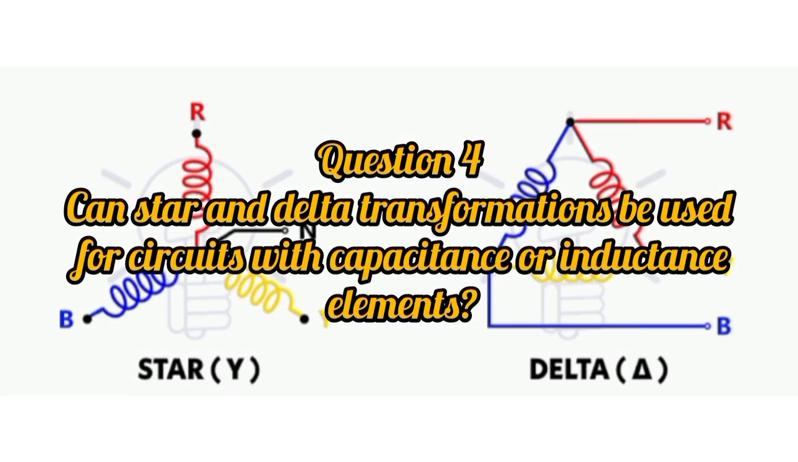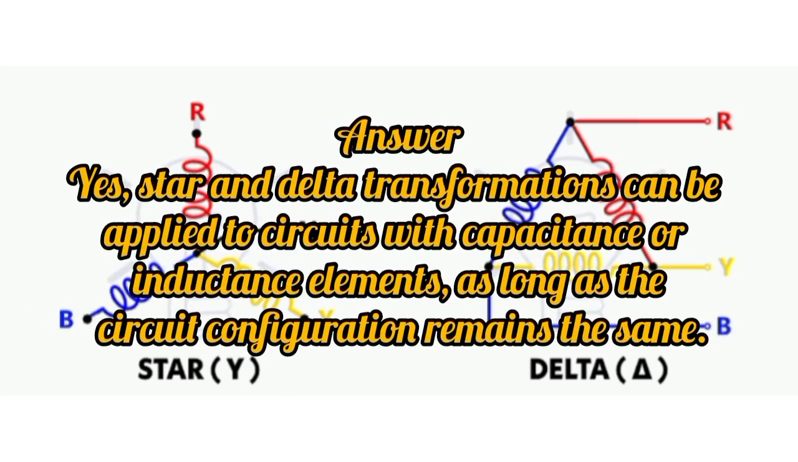Question 4. Can star and delta transformations be used for circuits with capacitance or inductance elements? Answer. Yes, star and delta transformations can be applied to circuits with capacitance or inductance elements as long as the circuit configuration remains the same.